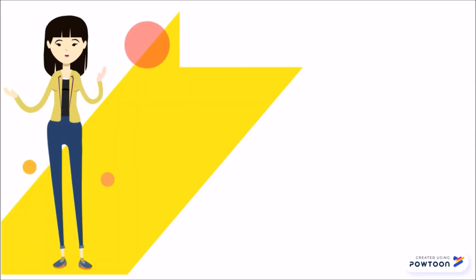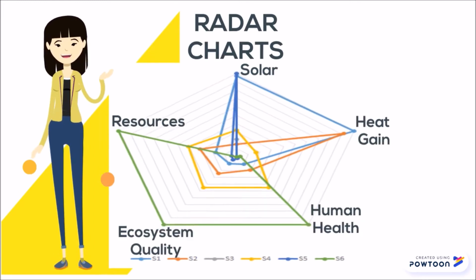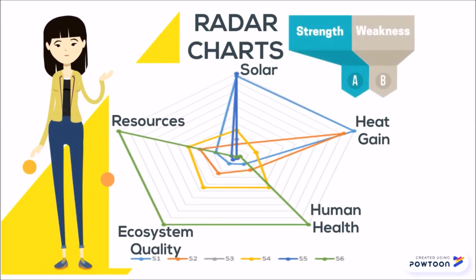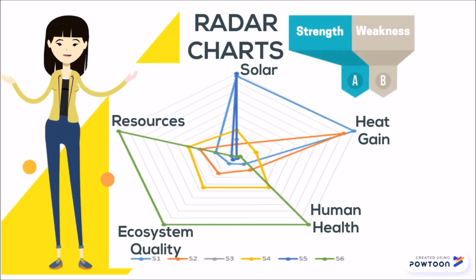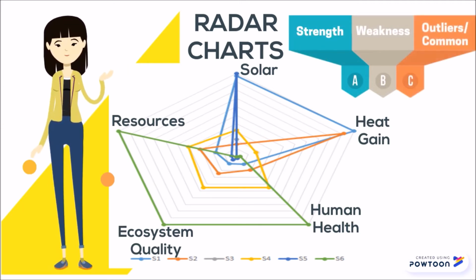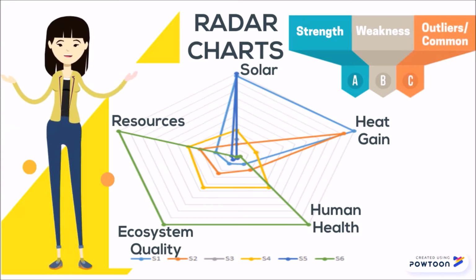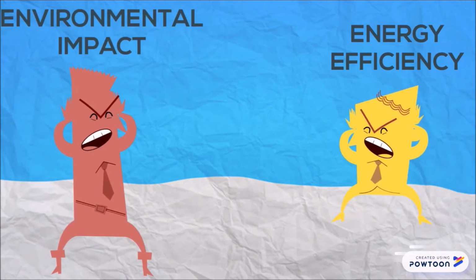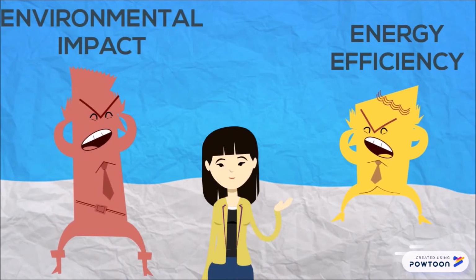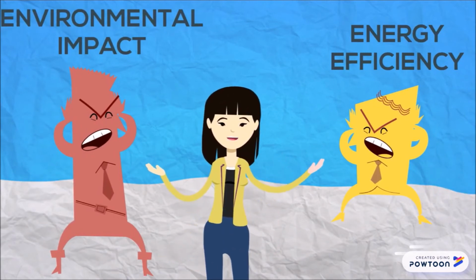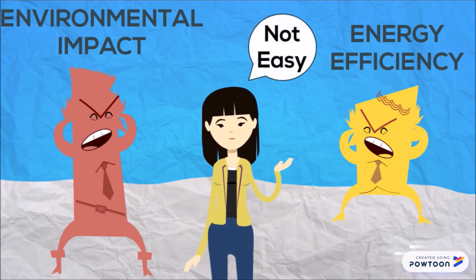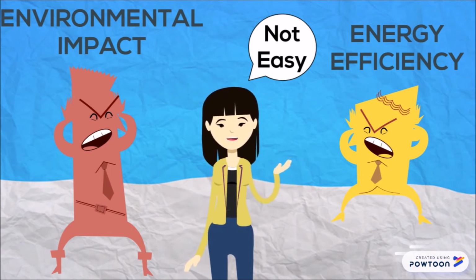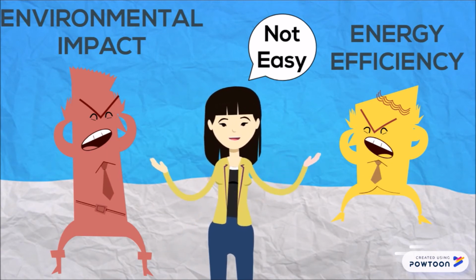Results from both of these software are integrated by radar charts like these. These radar charts are used to show the strengths and weaknesses of each window scenario. In addition to this, these radar charts also show outliers and commonality among scenarios with the same parameters. It is concluded that there is a trade-off between energy efficiency and environmental impact. The researchers therefore confirm that choosing the right window system is not as easy as it may sound. This leads to the conclusion that achieving a balance of an energy-efficient window with less environmental impact is critical.